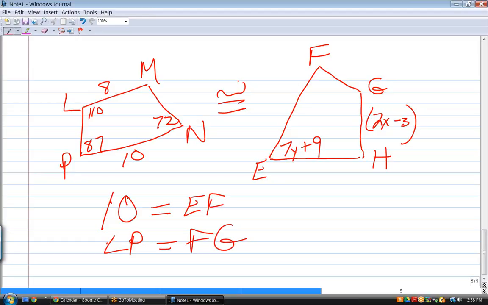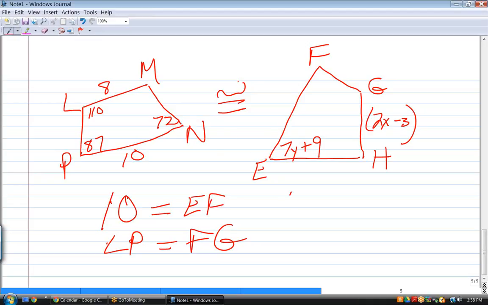So which side is congruent to GH? MN? Yeah, MN. Not MN. What's... oh, LN? Yeah, hold on. Not the way I drew it, but yeah, I'm sorry. I didn't draw this very accurately.